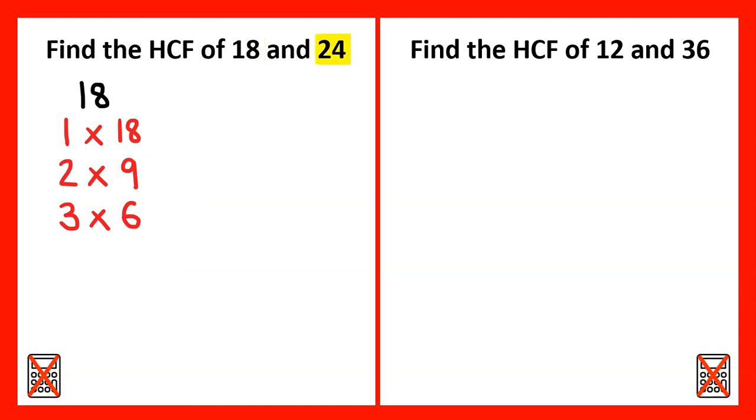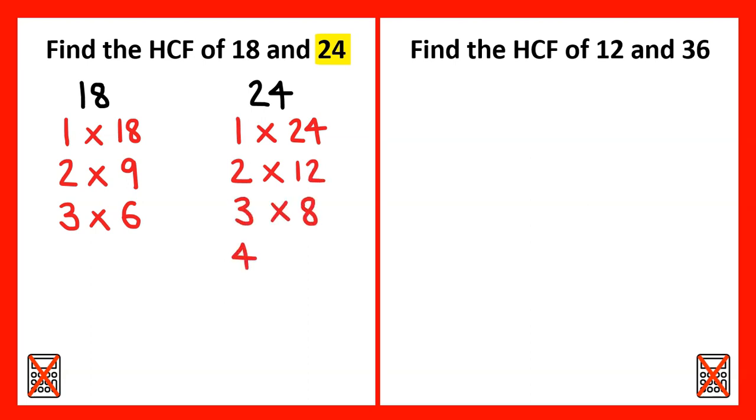Now we've finished with 18, we can do the same with 24, starting with 1 multiplied by the number itself. 2 multiplied by 12 gives me 24. 3 multiplied by 8 and 4 multiplied by 6. 5 does not divide into 24, and you can see that I've already covered 6 and all of the other factors that would have appeared after that number.